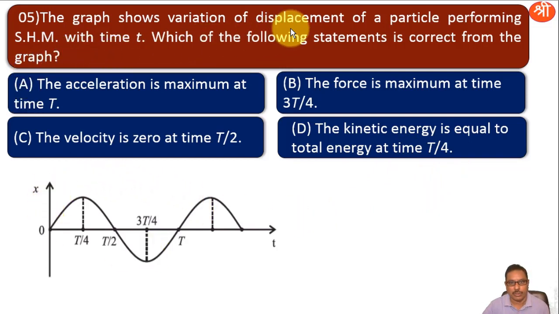The graph shows variation of displacement of a particle performing SHM with time t. Which of the following statements is correct from the graph? ग्राफ वरून ह्या चार पैकी कोणतं स्टेटमेंट बरोबर आहे?